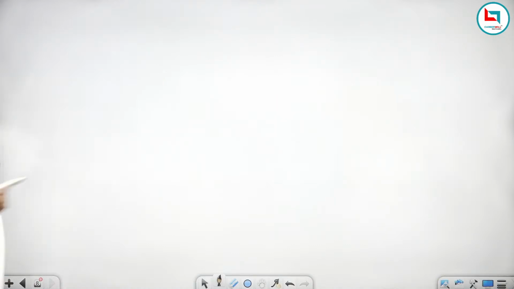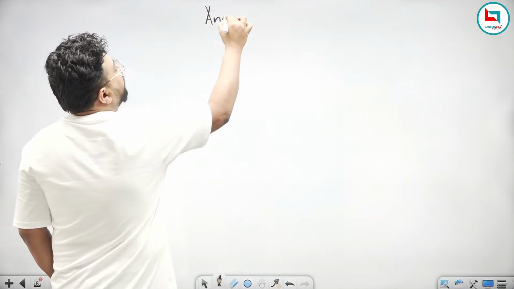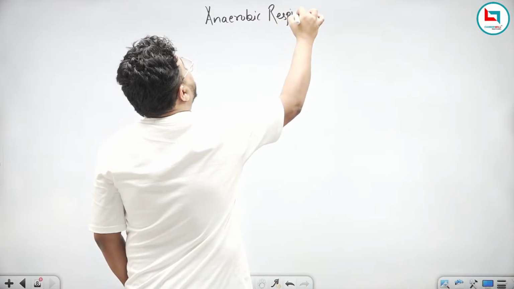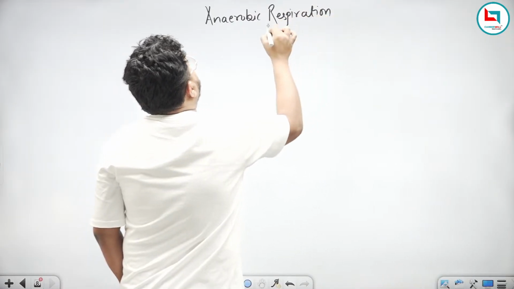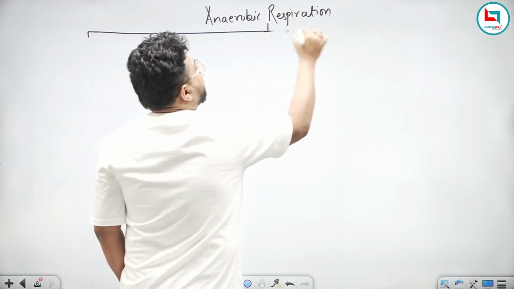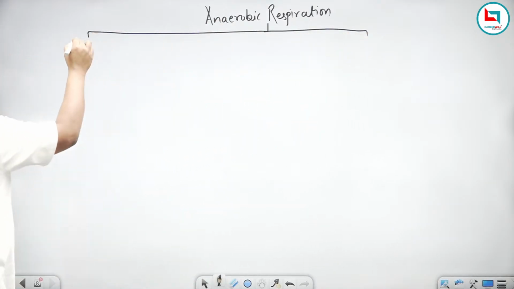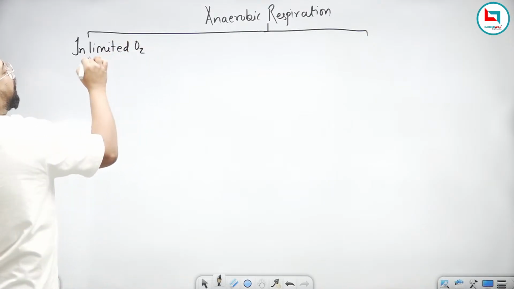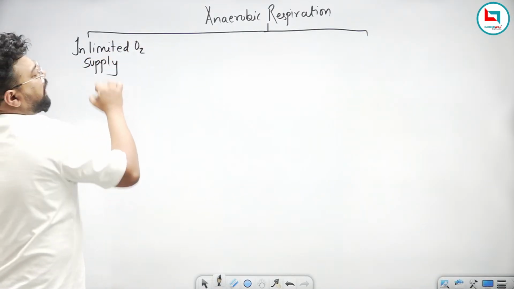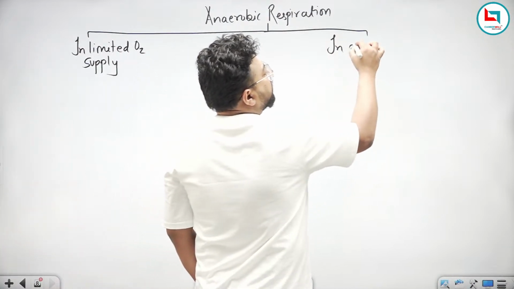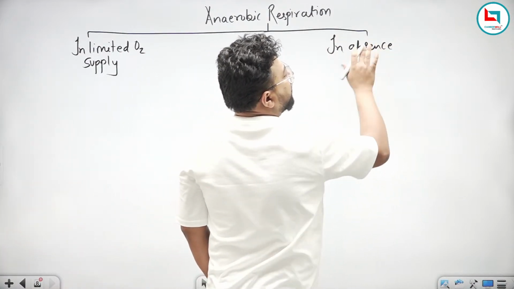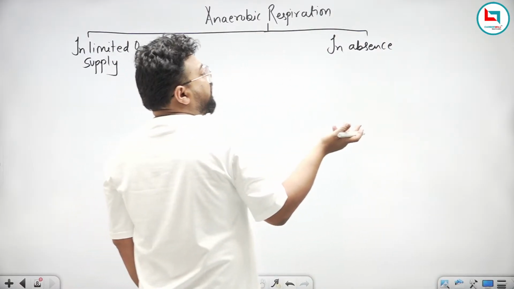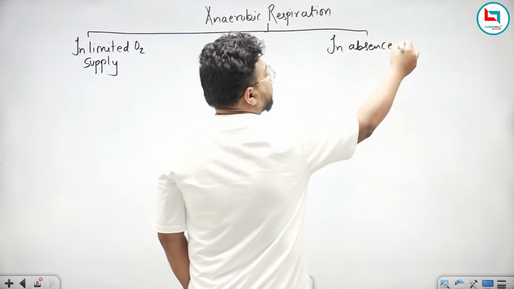Next thing is anaerobic respiration. Now, anaerobic respiration occurs in two different ways. One is when there is a low amount of oxygen inside the body, in limited oxygen supply. The other is in the absence of oxygen. This reaction does not occur inside our body, as if there were an absence of oxygen inside our body, we would die. We cannot survive without oxygen.